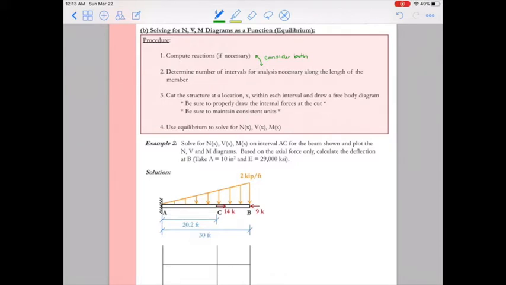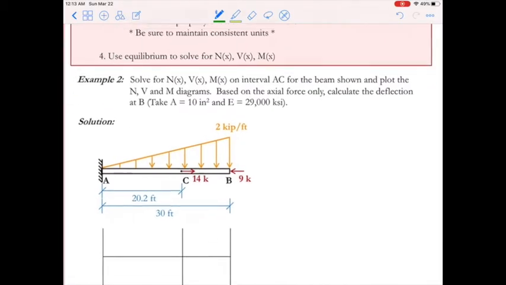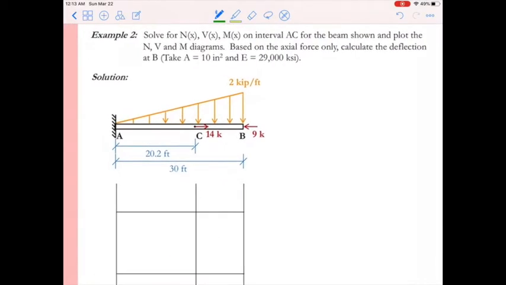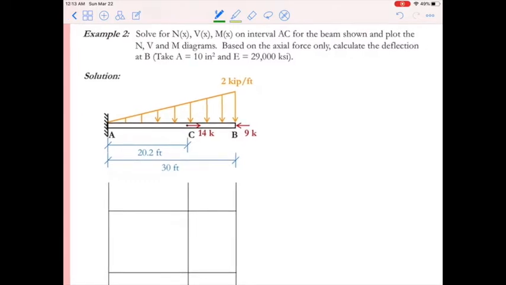And even with step 3, depending upon where you make that cut, whether or not the reactions are going to be necessary. Step 3 is to cut the structure at a location within each interval and draw the free body diagram. Again, make sure to properly draw the internal forces at the cut and maintain consistent units. And lastly, we'll use equilibrium to solve for functions now of axial force, shear, and moment.